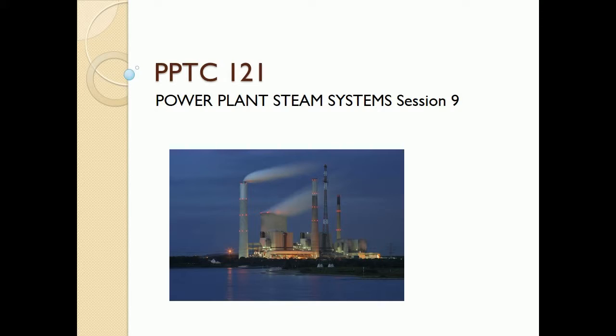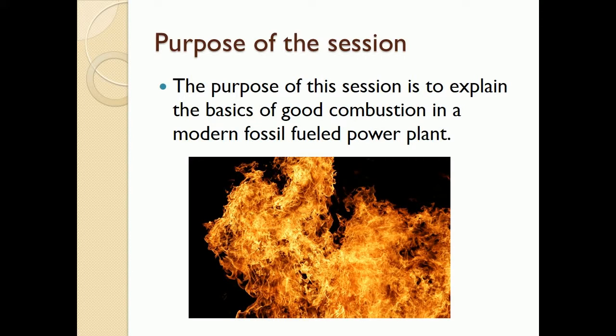121. Power Plant Steam Systems Session 9. Purpose of the session. The purpose of this session is to explain the basics of good combustion in the modern fossil-fueled power plant.